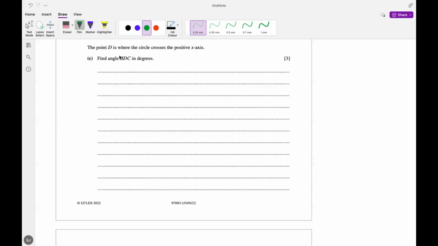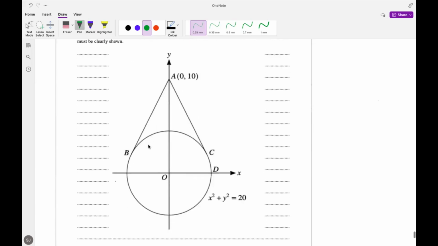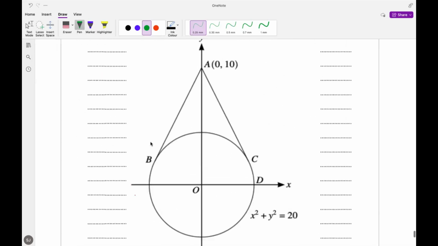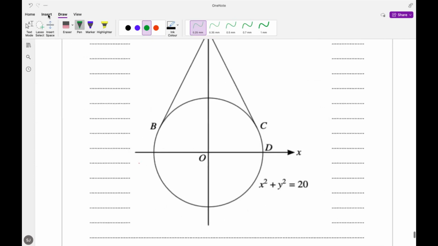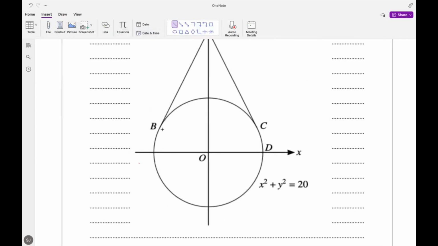In part C, it says that the point D is where the circle crosses the positive x-axis. We have to find angle BDC in degrees. Now, I have attached the diagram up here. To understand how to find the angle BDC, first let's join the points to make a triangle BDC.